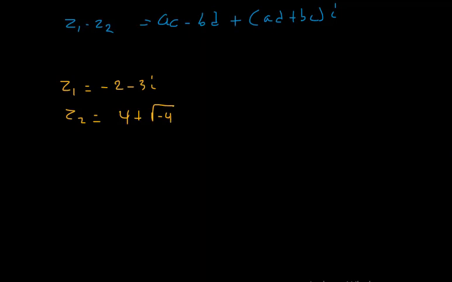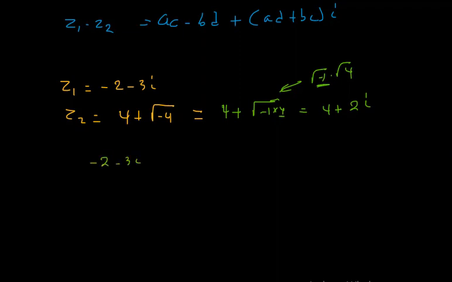Pause the video and try by yourself. First we have to change this to the a plus bi form. This is the same as 4 plus the square root of -1 times 4. The square root of 4 is 2, so this goes to 4 plus 2 times the square root of -1. This is because it is the same as -1 times 4, and the square root of -1 is i. So we're done. So let's multiply.